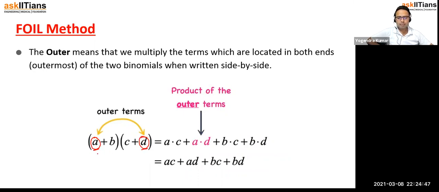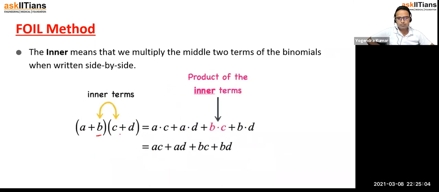So from this, if we look at it together, this is what? Outer. So A into D, we'll write that. So our outer is done, right? You can understand F is done, now outer is done, A and D. Now we are coming to inner. Inner means these inner ones. So B into C, we will do that.